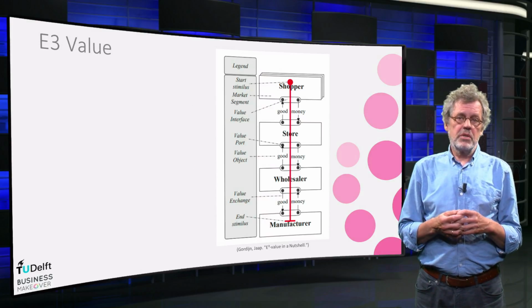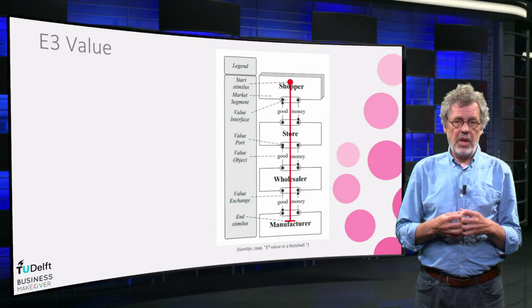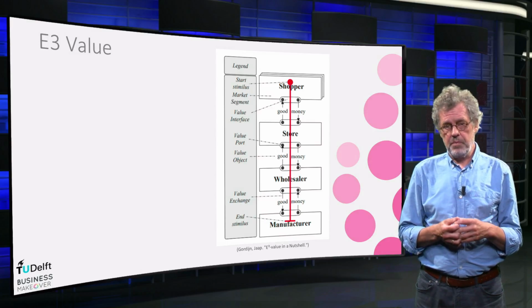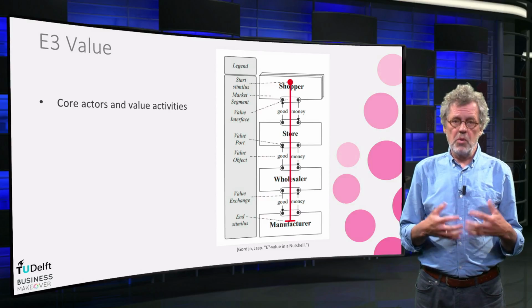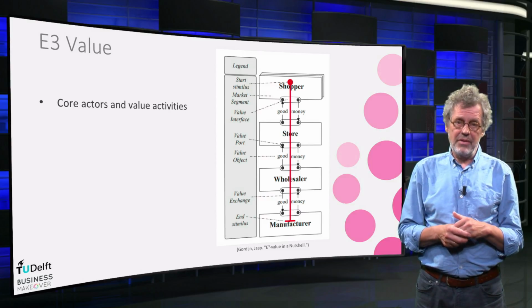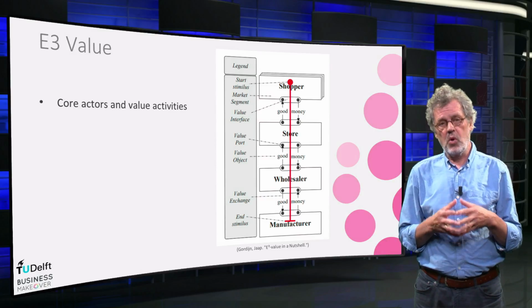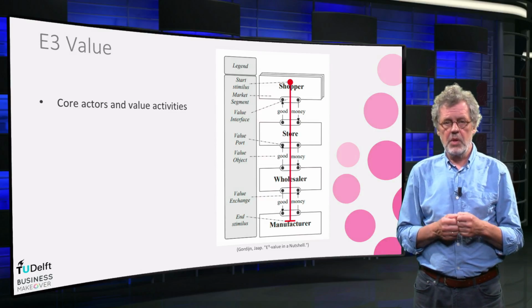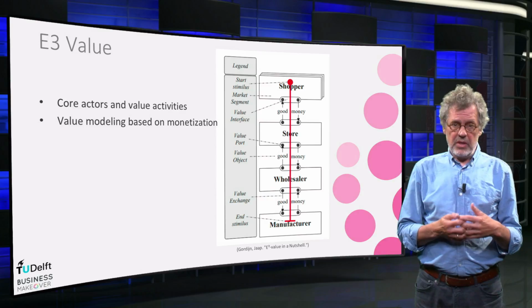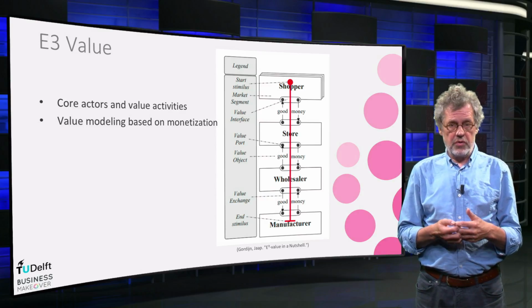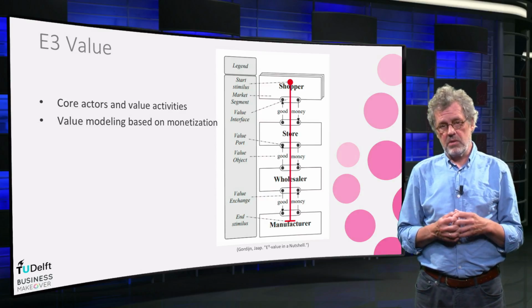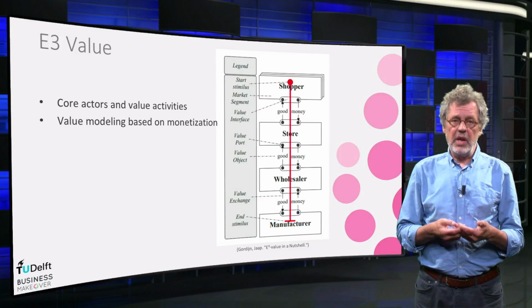E3 Value is developed by Jaap Gordijn. He takes Porter's approach a step further. His approach focuses on modeling the core actor and their value activities. He uses a graphical approach. See the slide. His approach models the values as exchanged between core actors in an ecosystem. The value modeling is based on monetization of products or services that are exchanged between actors. These actors also include customers or customer segments.